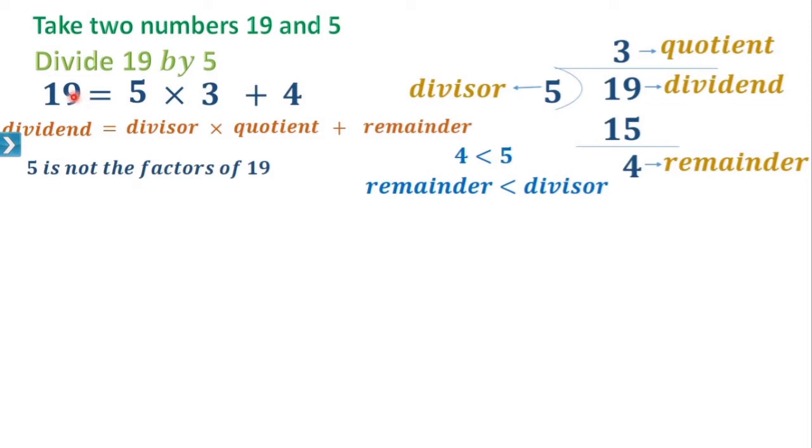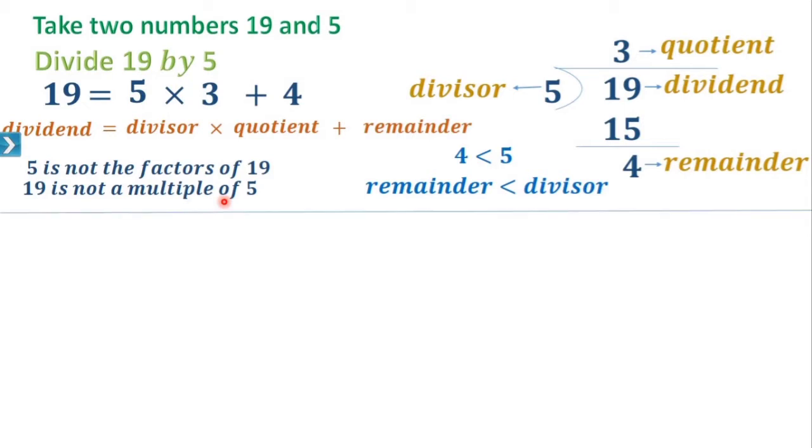In this case, the remainder is not equal to 0. So we can say that 5 is not the factor of 19. Divisor is not the factor of dividend. Or 19 is not a multiple of 5. Dividend is not a multiple of divisor. If the remainder is not equal to 0, then divisor is not a factor of dividend, or dividend is not a multiple of divisor.